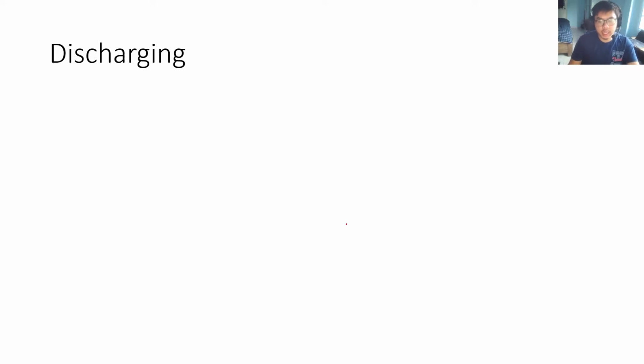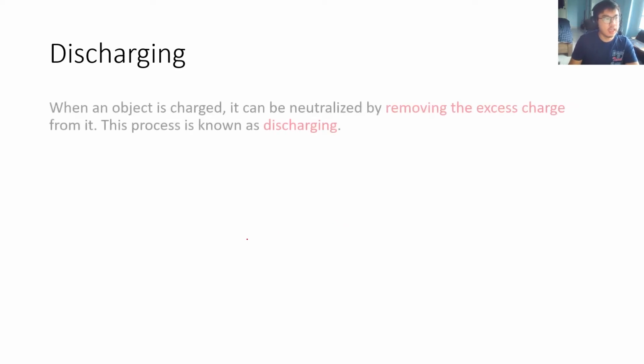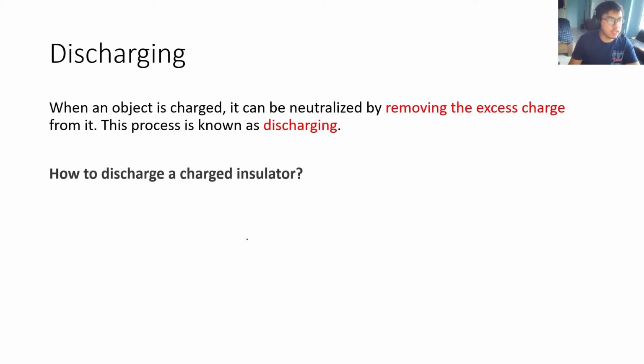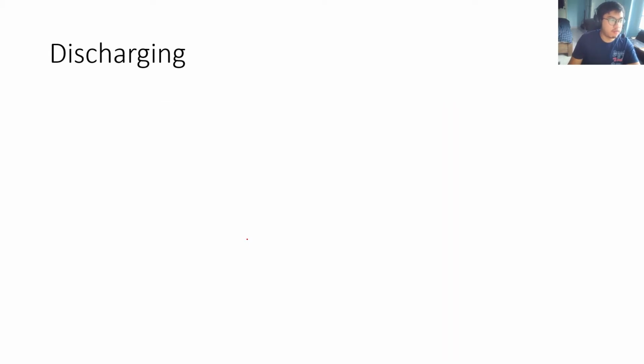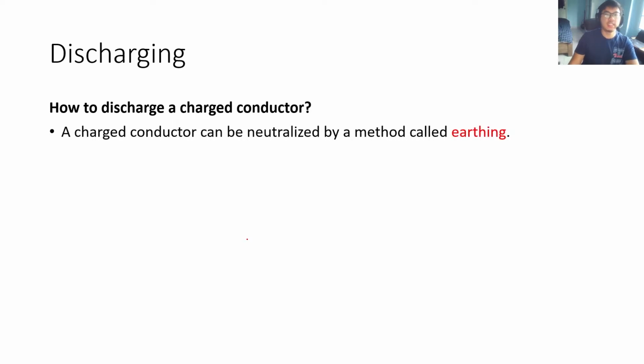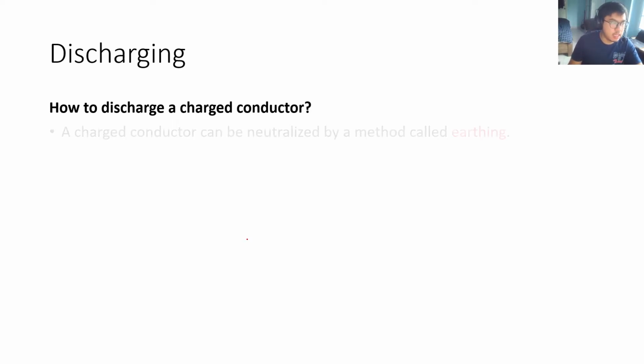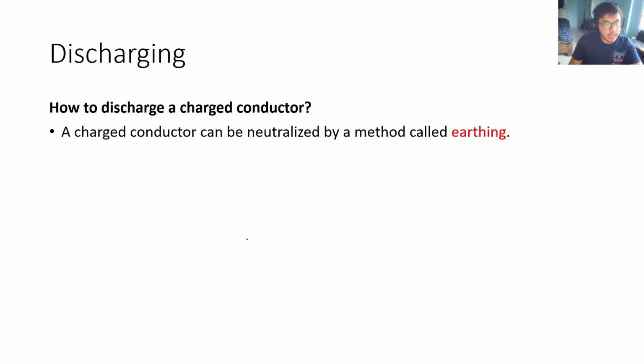So once you have a charged object and you want to revert it back into neutral status, meaning it has no charges at all, what are some of the things that you can do? If you have an insulator, one of the best ways to discharge an insulator is to heat it up. And that's basically it. For a conductor, on the other hand, this is a much more involved process. So a charged conductor can be neutralized. That's just another word where we remove the excess charges so that everything is neutral, everything balances out, by a method called earthing.